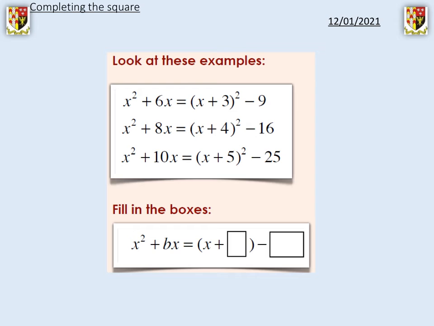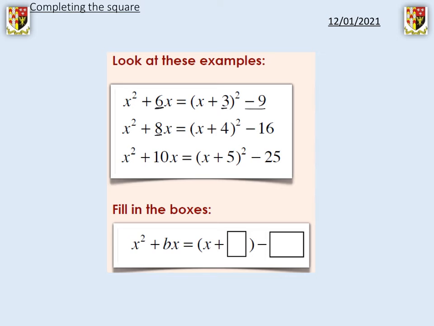So if we look at these examples here, then what we can see is happening is if I just focus on the first two terms, I've got the 6x was halved, so that gave me a 3. So it's x plus 3 was the side of the square. That's being squared. And then the bit missing there would be 3 times 3, which would be 9. So I take away the 9 there.